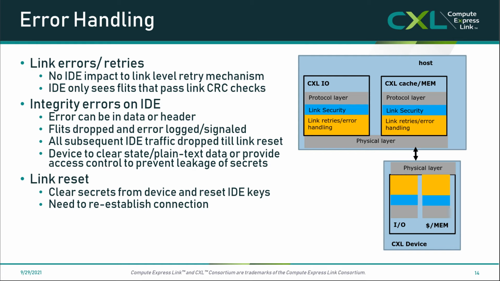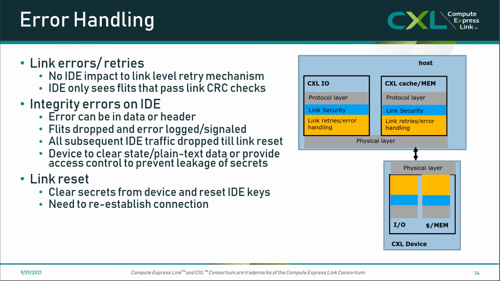IDE itself, of course, introduces its own set of errors. Anytime you have an integrity error, let's say due to a threat that flipped the bits on the link, there will be a MAC error that's discovered by the receiver. As we talked about earlier, IDE accumulates the MAC across multiple flits, so when the error is discovered, you cannot deterministically know where the error happened, which flit it was, or whether it was in data or header. So all of the accumulated flits would be dropped and an error would be logged. Once this error is logged, all subsequent IDE traffic would also be dropped until the link gets reset.